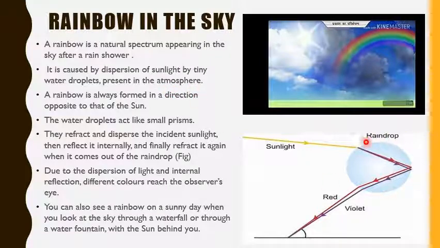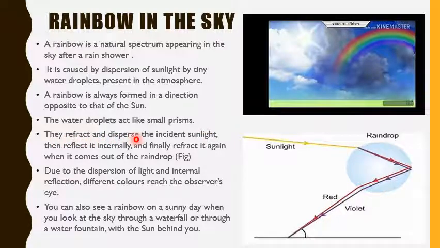Okay, see, these are tiny water droplets which are present in the atmosphere. So sunlight enters here and gets inside this water droplet, which will act as a tiny prism. And then you see again here splitting of light into colors, and then you see the light coming out and you can see 7 colors.